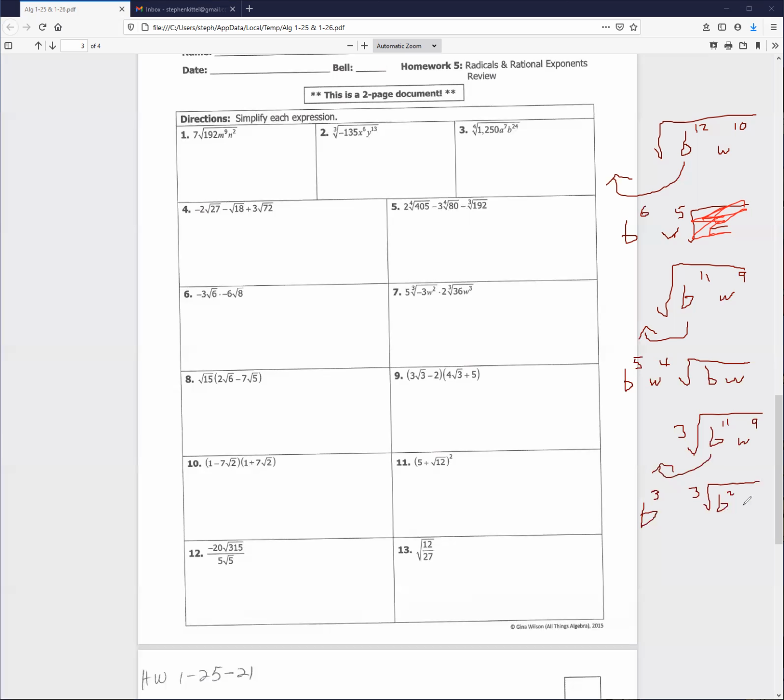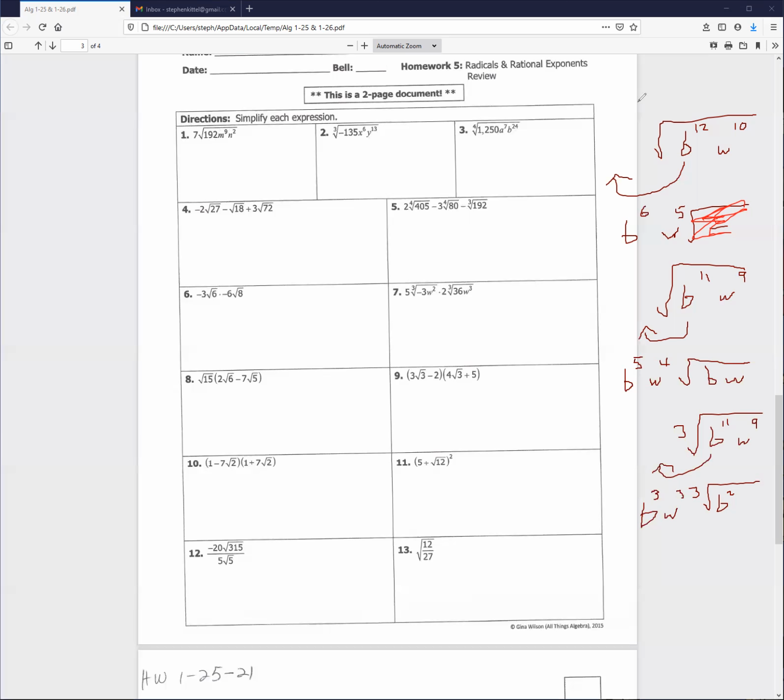Likewise, we're going to pull out 3 triples of the w, and so it's b cubed, w cubed, cube root of b squared. And that's exactly how we want to write it when we are simplifying this. So that is the one thing that we want to consider when we are pulling stuff out and simplifying, such as these first 3 questions up here.